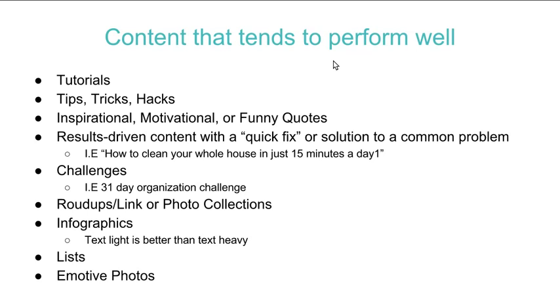Roundups and links. So like if they link to a blog post that might be 15 ways to decorate your mantle this Christmas or something like that, a photo collection or a roundup link blog post, those do well. Infographics do well, but the ones that do the best are the ones that have not very much text. They're more photo heavy than they are text heavy. So infographics do good. Lists are always a bonus, or always a plus. People love those. And emotive photos. So what I mean by emotive photos are the inspirational, the beautiful, the photos that make you feel something.